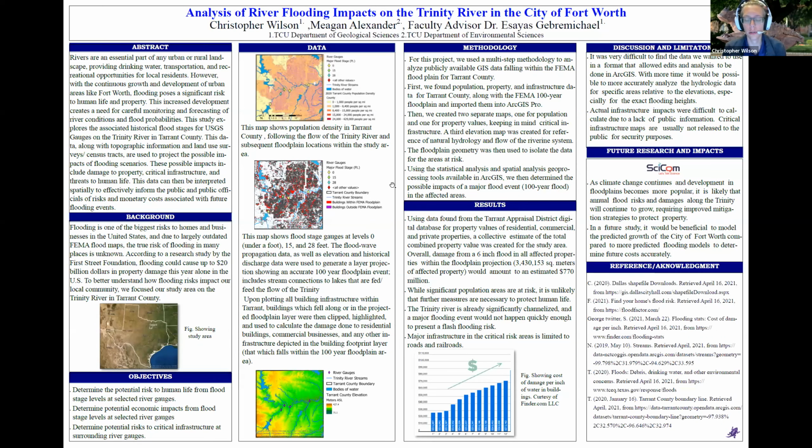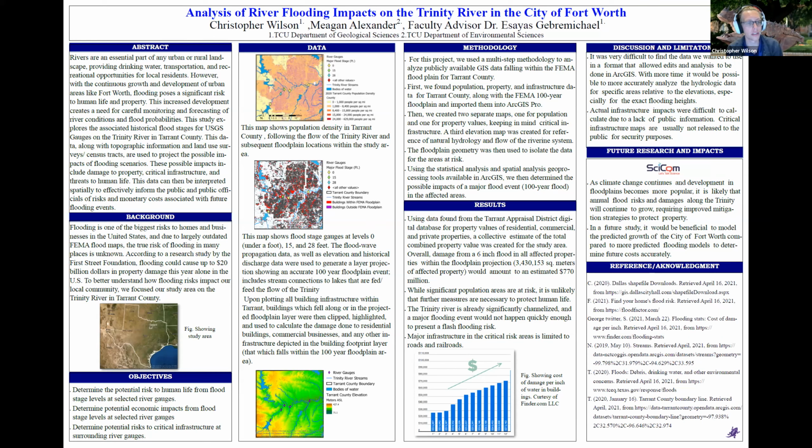Right. So I worked on this project with Megan Alexander, who is another undergraduate student in the Department of Environmental Sciences, and our faculty advisor was Dr. Gebra Michel. For this project, we were looking at really one of the biggest problems going forward in urban areas, and that's major flooding, especially flooding as it affects property damage and human life.